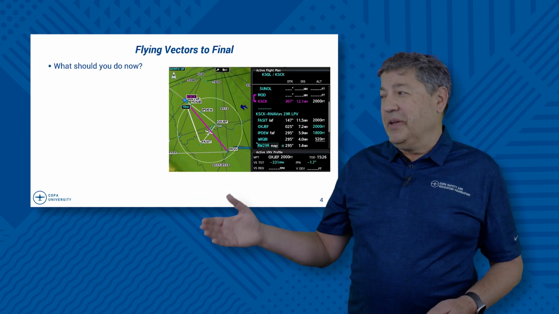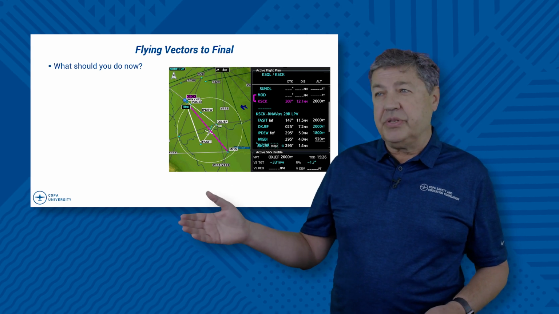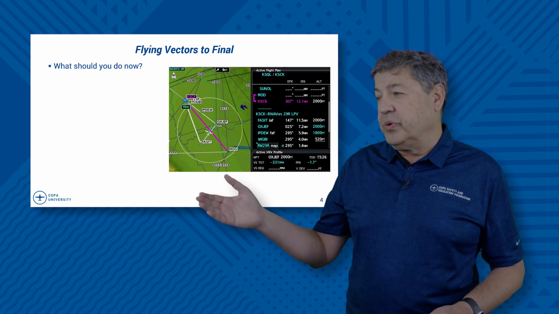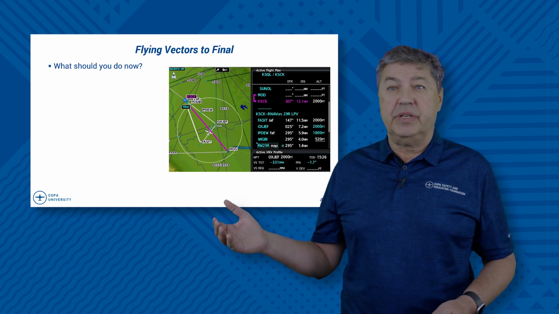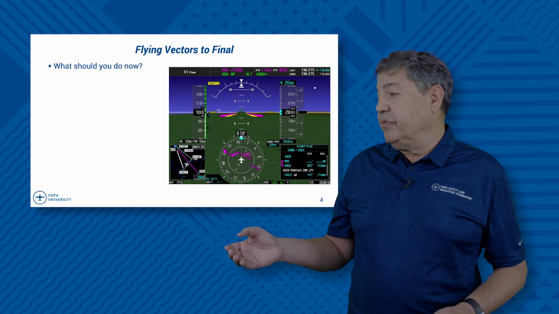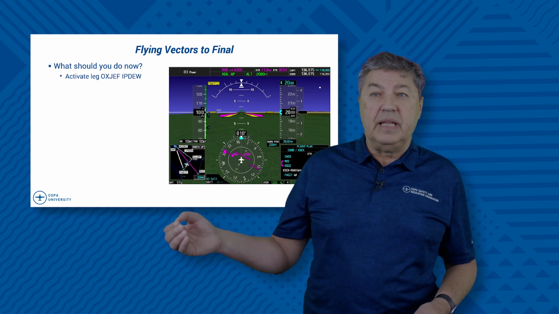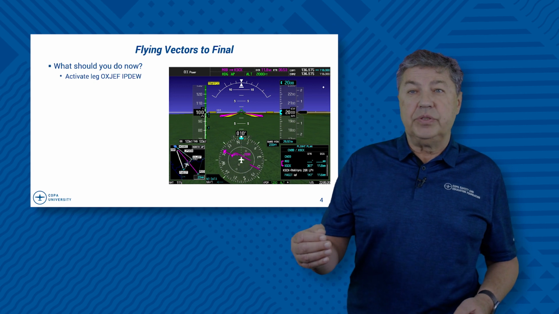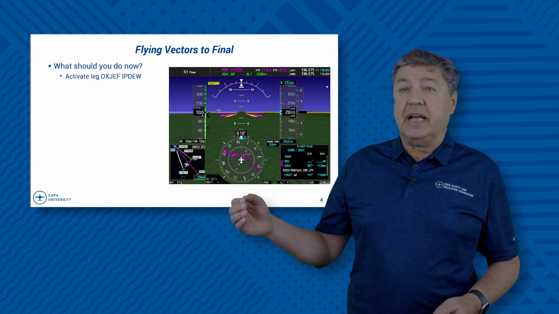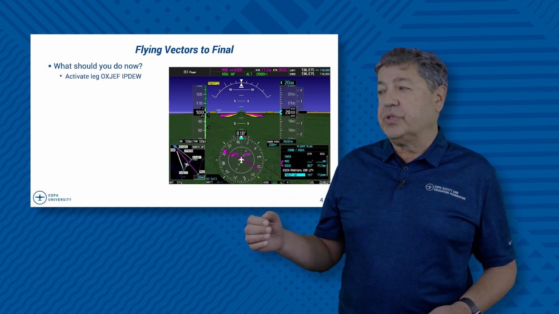Let's go flying. We are now in the airplane. We are flying, we are in the same position as on the previous slide, northeast of Facet, and the first question is, what should we do now? We answered that question before. The first thing that we should do is to activate the leg that is on the final approach course. Keep in mind, do not activate legs on other segments, only on the final approach course.